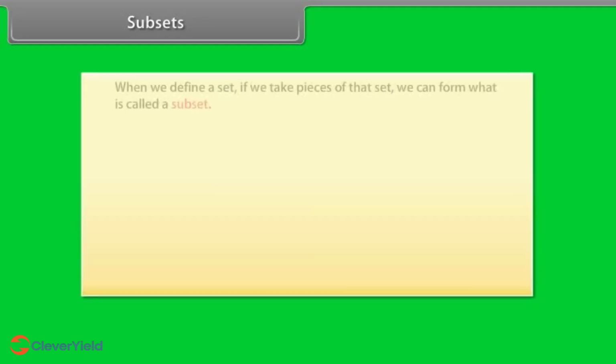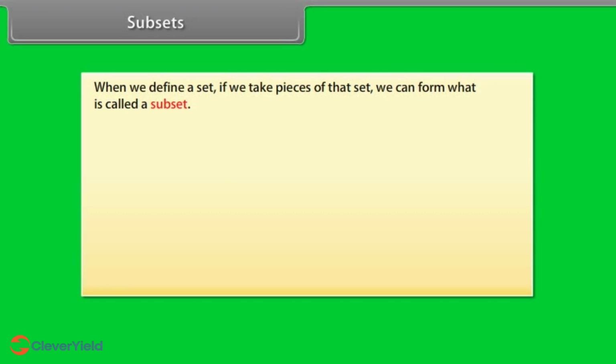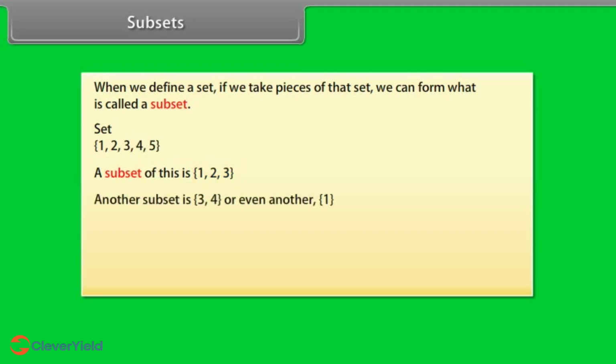Subsets. When we define a set, if we take pieces of that set, we can form what is called a subset. For example, we have the set {1, 2, 3, 4, 5}. A subset of this is {1, 2, 3}. Another subset is {3, 4}. Or even another subset is {1}.